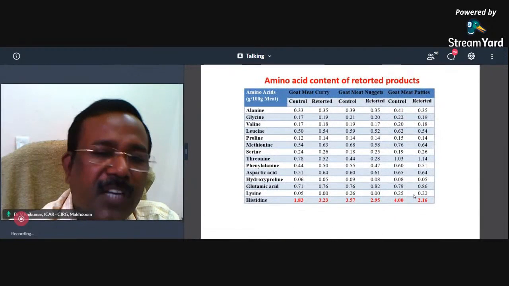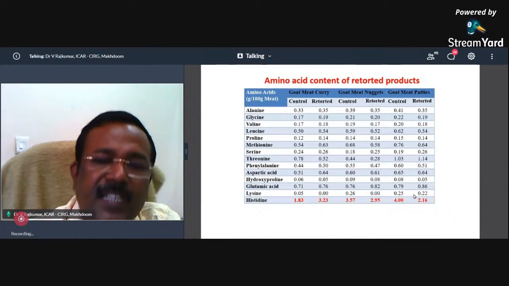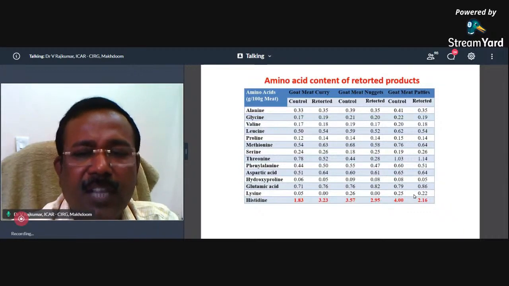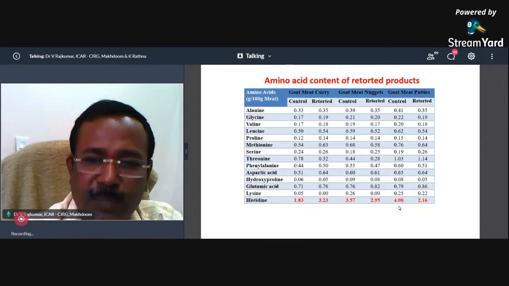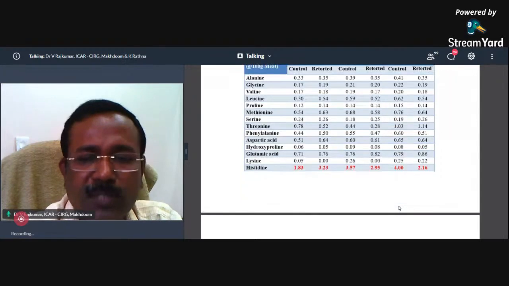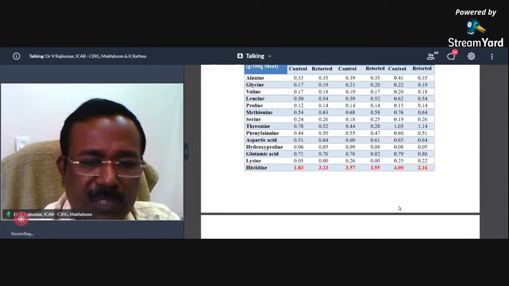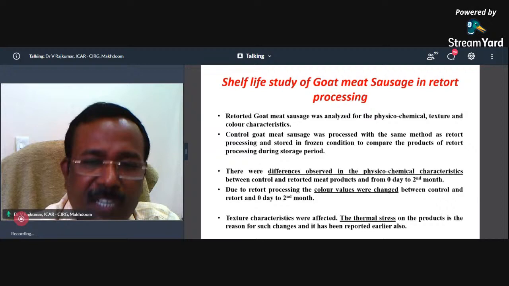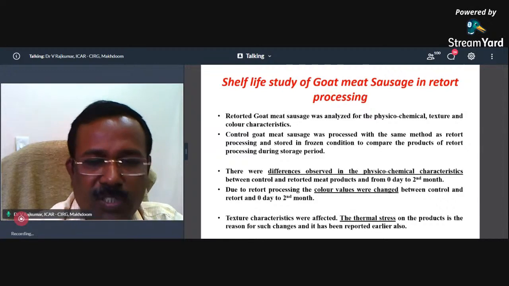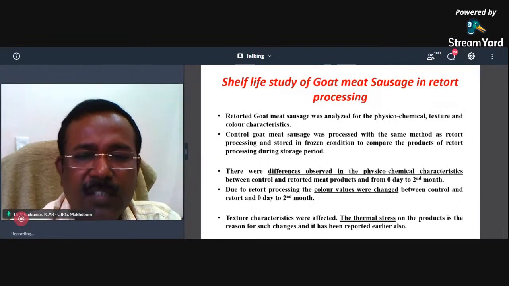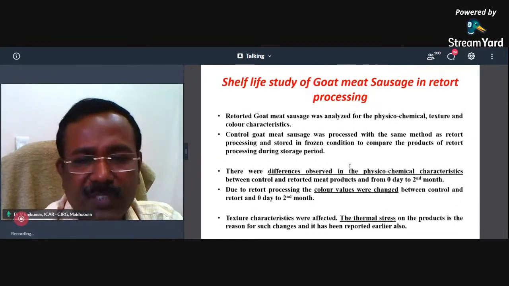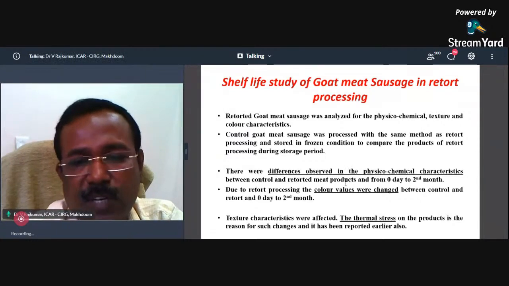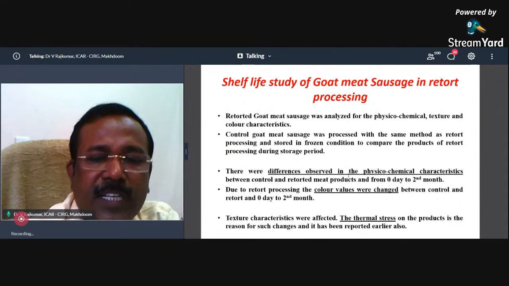Again, we studied the amino acid contents in the different products, to see whether there was a change. Except for some of the histidine, most of the values were almost similar in the products. So that's how we can convince. Next. Similarly, for the shelf-life studies, we have seen all these things in the data post processing. Some values changed slightly, but it still has good characteristics for up to 2 months. Next, please.